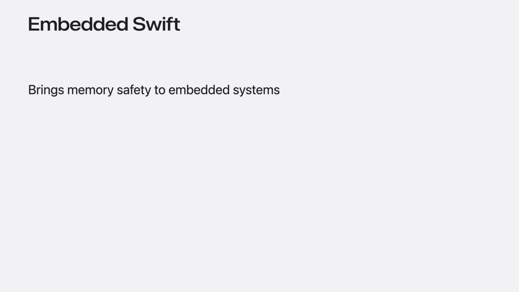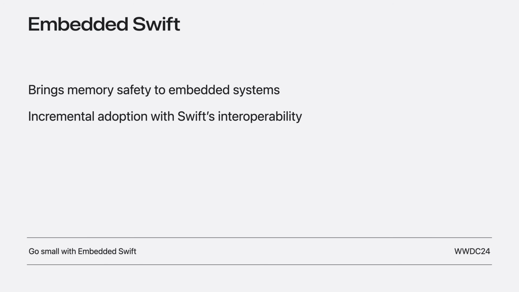Security is crucial in such systems, and embedded Swift brings Swift's safety guarantees to them. Equipped with Swift's interoperability with C and C++, you can incrementally adopt Swift in your embedded projects. To learn more, check out Go Small with Embedded Swift.